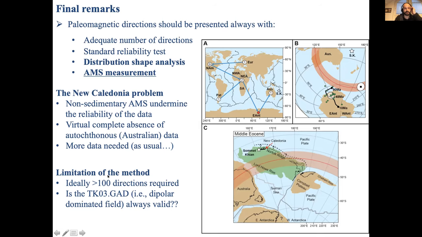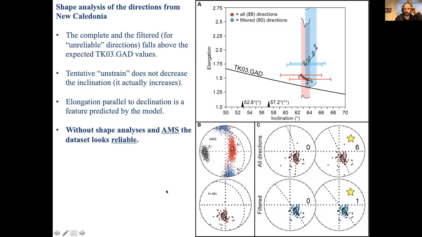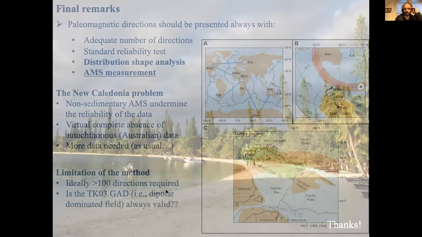And what about the limitations of this method? You need a lot of directions to have a nice confidence margin. And we actually don't know if this model is always valid. So that's it. I always finish with a picture from New Caledonia.